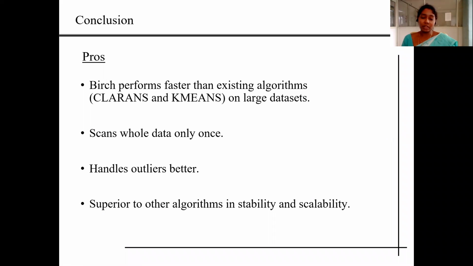So coming to the pros and cons of the BIRCH algorithm, it performs faster than existing algorithms. It scans the whole data only once, that means during the first scan of the database only, it can construct the CF tree. It also handles outliers much better, and it is superior to other algorithms in terms of stability and scalability.